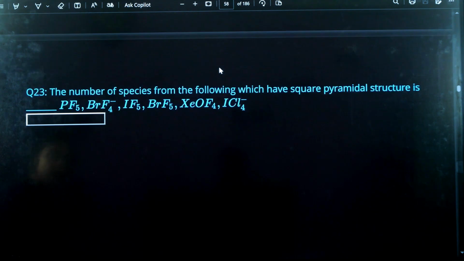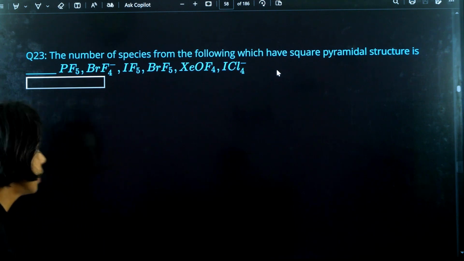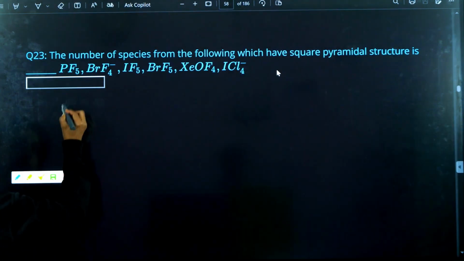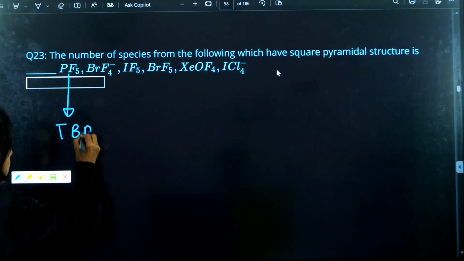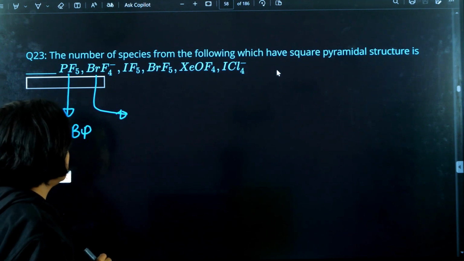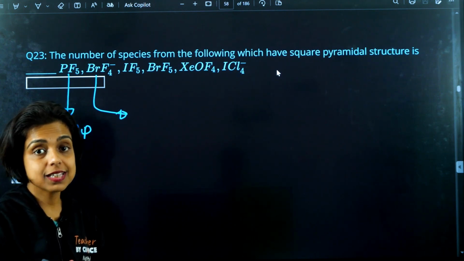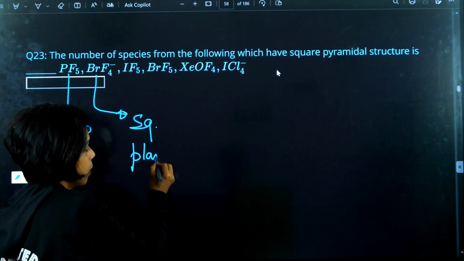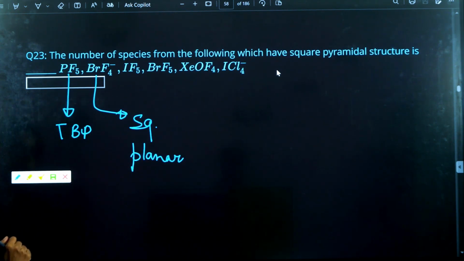The next question. The number of species from the following which have square pyramidal structure is. So VSEPR based. Let's see. PF5: 5 bond pair around the central atom, sp3d hybridization, trigonal bipyramidal. This one, okay. So BrF4-, bromine F4: it is square planar, sp3d2 hybridization, 4 bond pair, 2 lone pair. So square planar, 2 lone pair, 4 bond pair. So it will be planar.